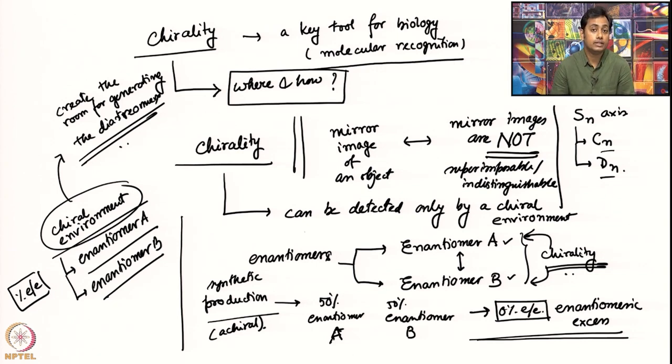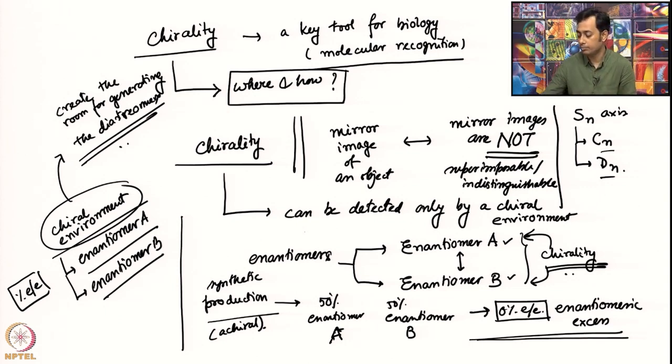For example, in drug design, we have gone through different drugs like ibuprofen and all those things. And there we found this ibuprofen is chiral in nature, but there are two different enantiomers. One is the actual drug, the other one remains inactive. So if I want to separate them, we have to go through a chiral environment. Otherwise, we cannot separate the two enantiomers. We have to create a diastereomer by creating a room of chirality.